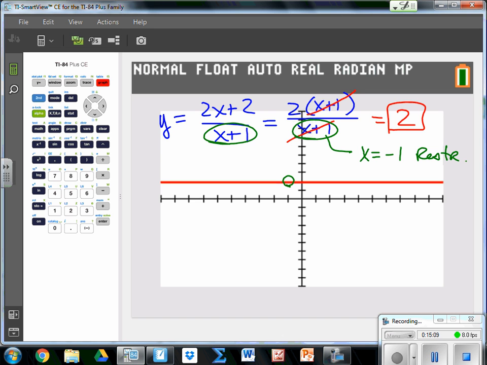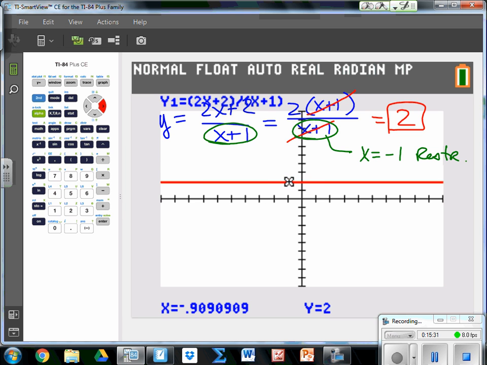Now, because of the window that we have set up here, it's not obvious what's going on. If I push trace, the calculator, as I mentioned, is not a perfect tool. So if I try and go to x equals -1, it actually misses that point because the pixels aren't falling exactly on x values that are nice. Okay, so I'm going to do something sneaky.